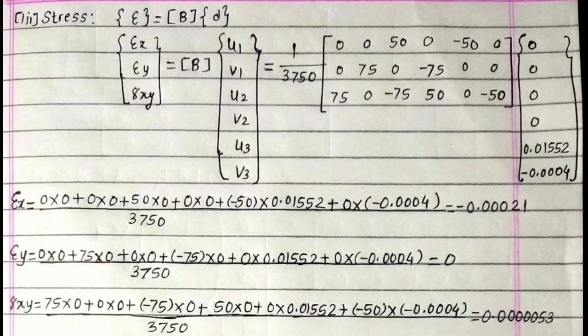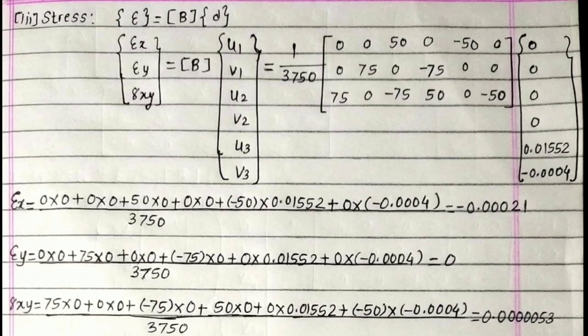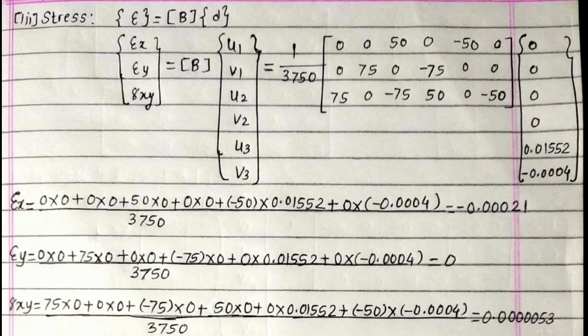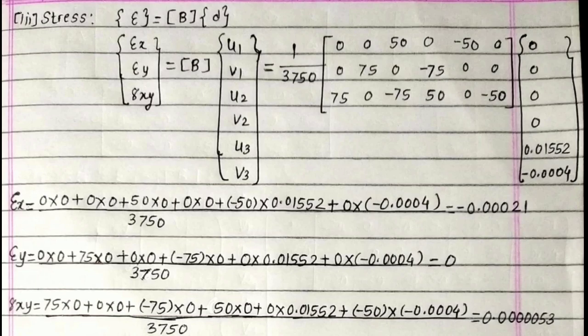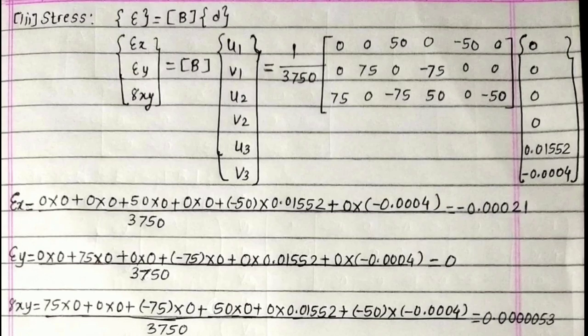Now I will calculate the value of strain gamma xy, which is given by the third row multiplied by the column, that is 75 into 0 plus 0 into 0 plus minus 75 into 0 plus 50 into 0 plus 0 into 0.01552 plus minus 50 into minus 0.0004, divided by 3750. So I will get its value equal to 0.000053.